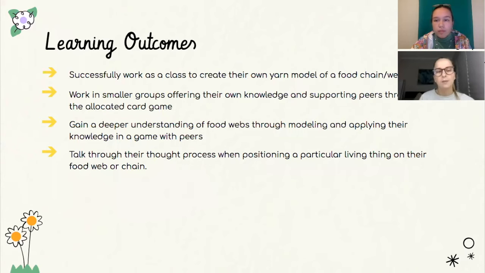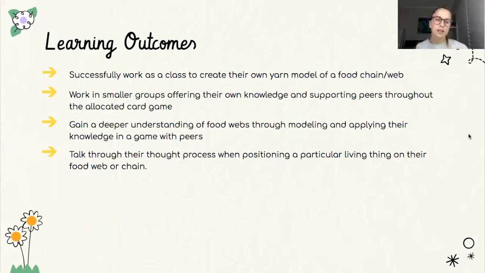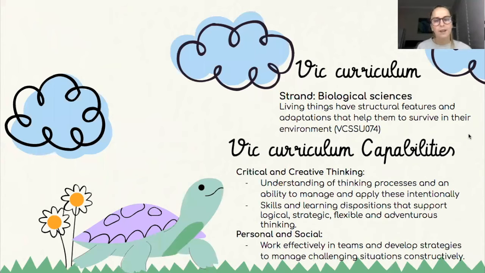The learning outcomes of our lesson are to successfully work as a class to create their own yarn model of a food chain or web, whatever you like to call it. Work in smaller groups offering their own knowledge and supporting peers throughout the allocated card game. Gain a deeper understanding of food webs through modelling and applying their knowledge in a game with peers. And lastly, talk through their thought process when positioning a particular living thing on their food web or chain.